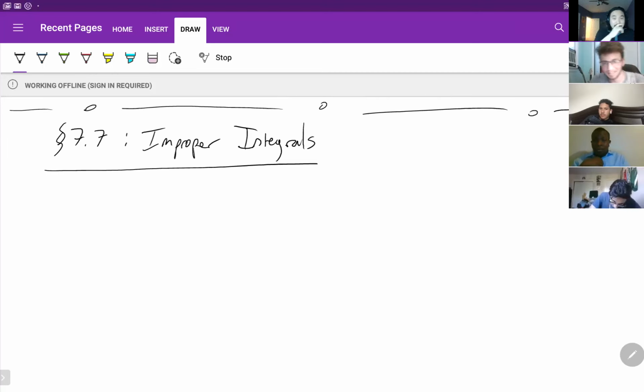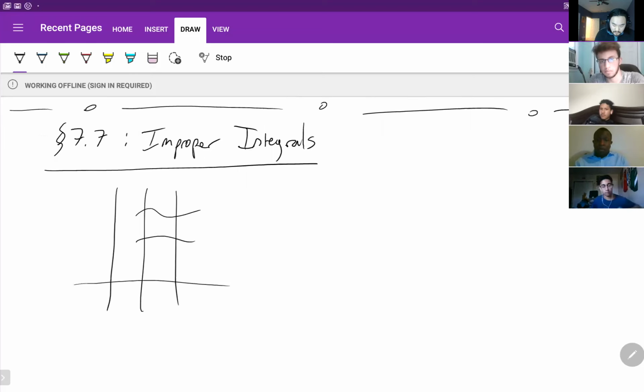Hopefully. All right, 7.7, improper integrals. So what makes an integral improper? What the heck is a proper integral? Well, what you've been playing with in terms of area, these are actually considered proper. It means you have a bounded region that deals with finite values. But when you're dealing with infinite values, things get a little weird, and so they made its own section called improper integrals.